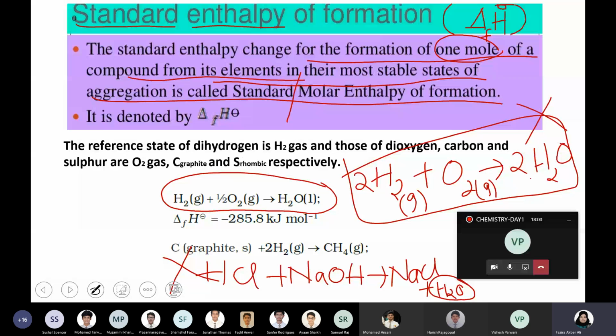So it should be formation of 1 mole. Here you are getting 1 mole, but the problem is that the reacting materials are 2 different compounds, not the elements of H2O. So the correct equation for enthalpy of formation of H2O is H2 plus half O2 giving H2O liquid. If you are not specifying H2 in the gaseous state or oxygen in the gaseous state, your answer is incomplete, because as per the definition, it should be in the standard state, so you need to specify the state of all these elements and the product, the H2O liquid.